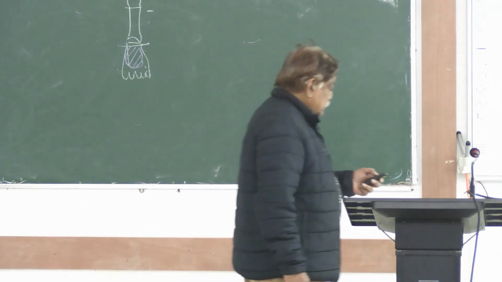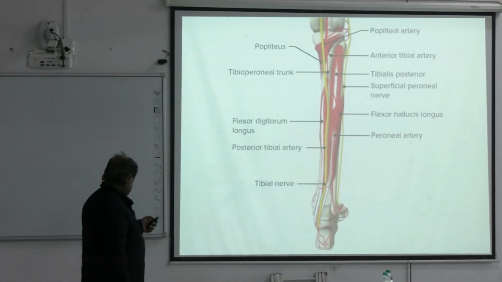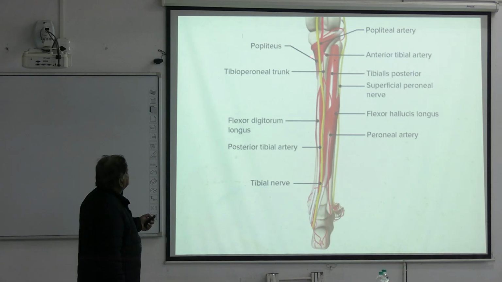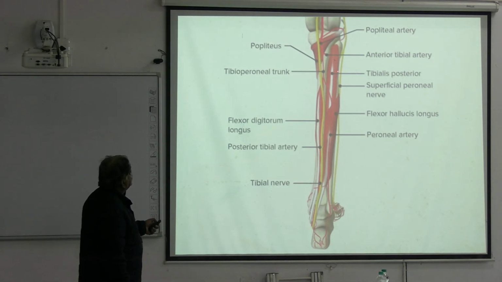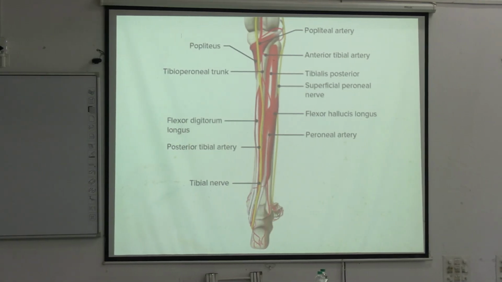Okay, now see, this is the popliteal muscle. This is the popliteal artery. This is the anterior tibial artery, and this is the tibio-peroneal trunk. The posterior tibial is here, the anterior tibial artery. Now the superficial peroneal nerve. This is the flexor digitorum longus muscle. Now you can see the posterior tibial artery goes with the tibial nerve, the major part.